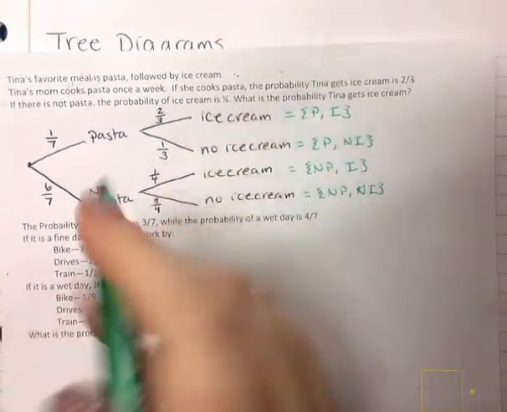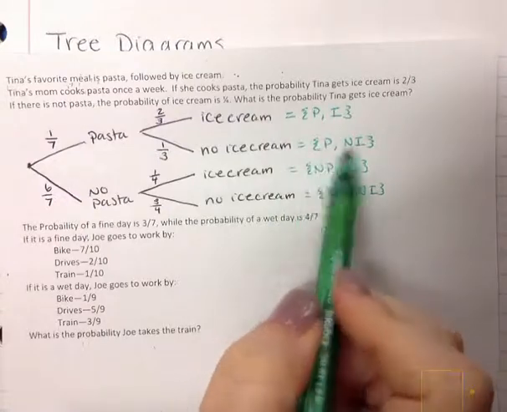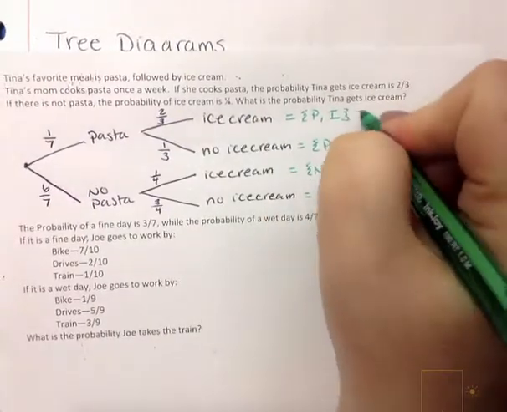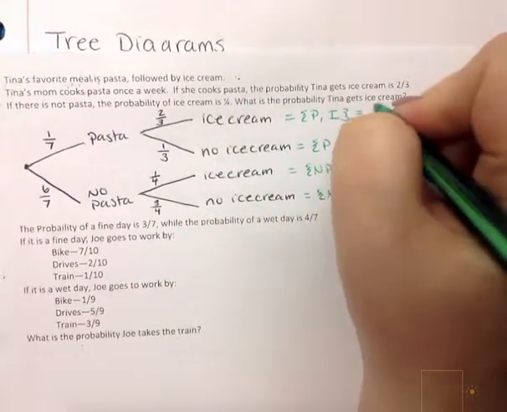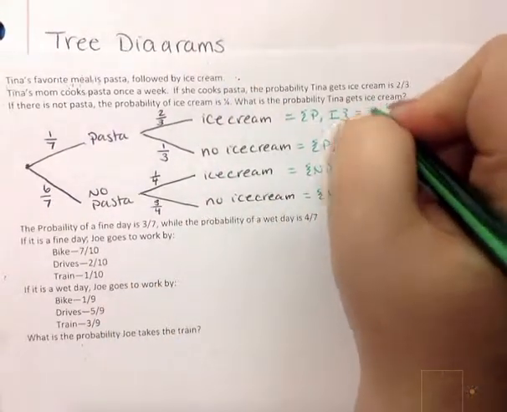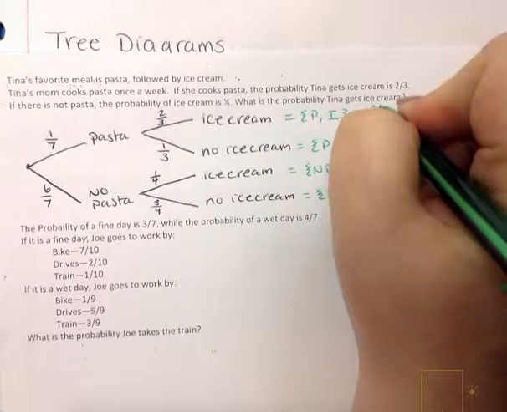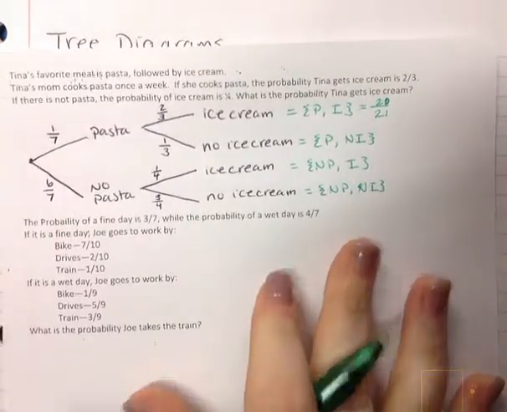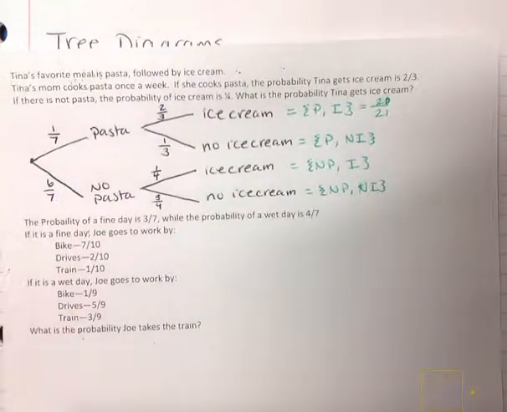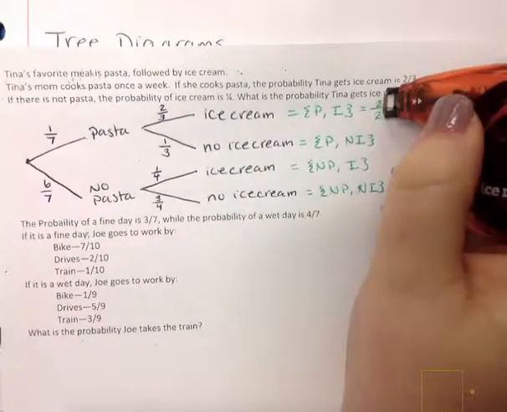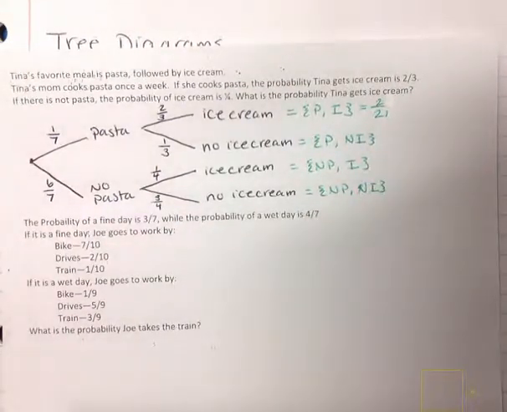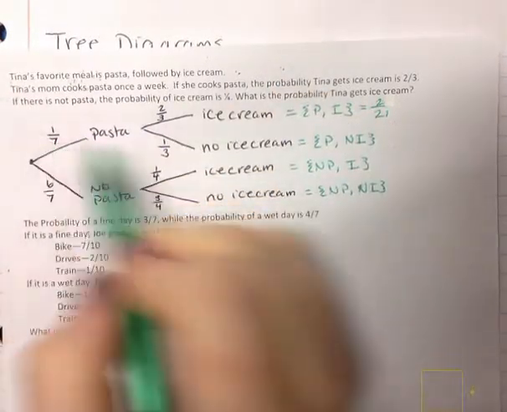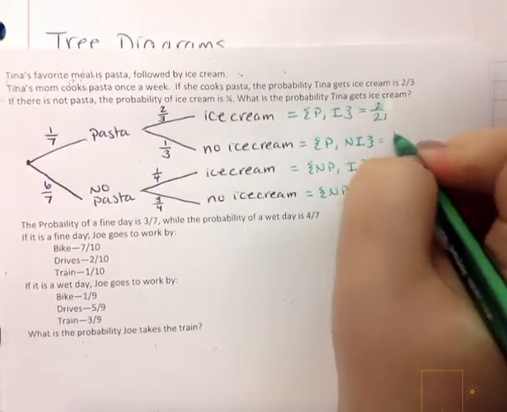Now that we have our probabilities on our tree diagram, we can put our actual probability off to the side of pasta and ice cream, pasta and no ice cream, and so forth. So we're going to multiply these. So we have 2 out of 21. Okay, that is a 2, not a 20. I will write that out. 2 out of 21. And then for pasta, no ice cream, that would be 1 out of 21, because 1 over 7 times 1 out of 3 is 1 out of 21.